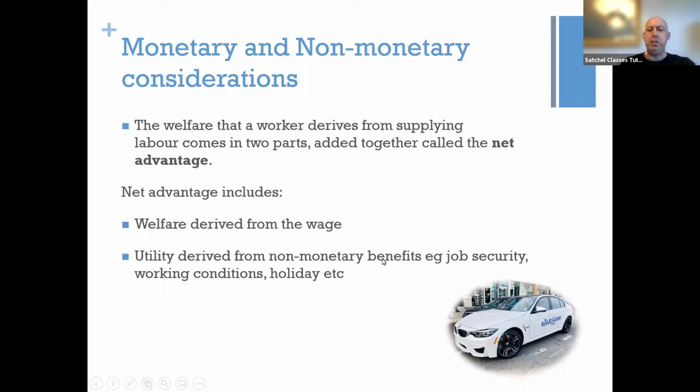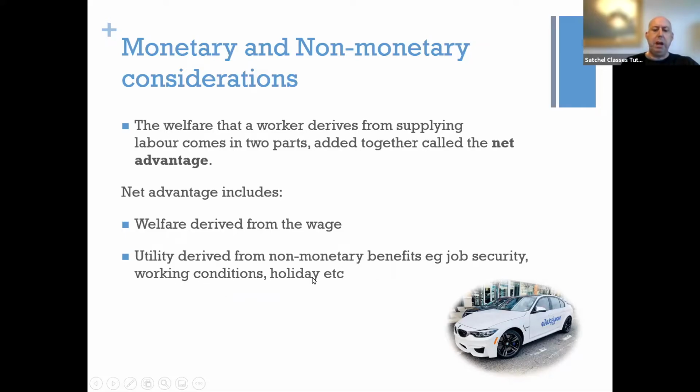And these are called non-monetary benefits. So you might get job security. You might get good working conditions. You might get good holidays. So for example, a teacher's net advantage is the wage they get paid, but also the fact that they get good holidays throughout the year. They've also got some good job security and are given a good pension when they decide to retire. So that makes up the net advantage for actually sacrificing your time to do that job.